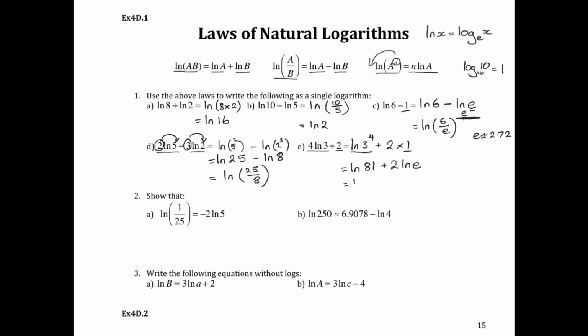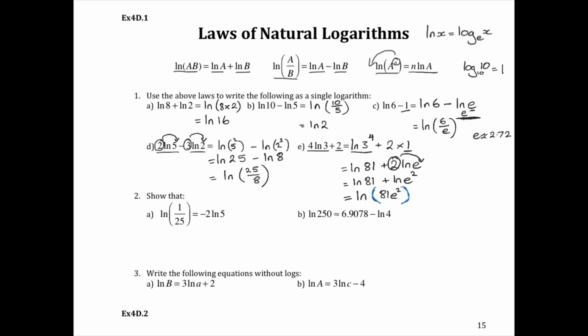Then again, one step at a time. Log of 81 stays there, plus log of, the 2 becomes a power, so it's log of e squared. And then let's do the multiplication law. So it becomes log of 81e squared. Technically, I put brackets here and here. Technically, I can get away without doing brackets, but I'm just being safe to make sure it's clear to the reader that it's log of the whole of 81e squared.